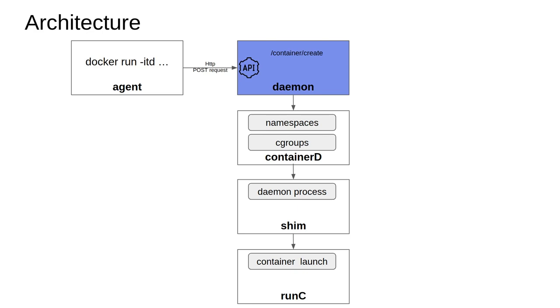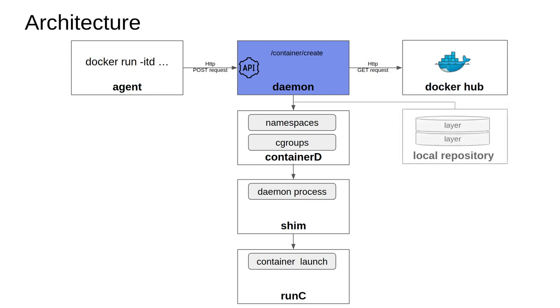So the intent is to create a container if it's not present and then launch it, and in case the image for that particular container is not present, it does a pull from the docker hub using an HTTP GET request, and then it brings the image contents layer by layer and stores it in the local repository, and then it invokes containerd. Containerd will have the namespaces and the cgroups defined.